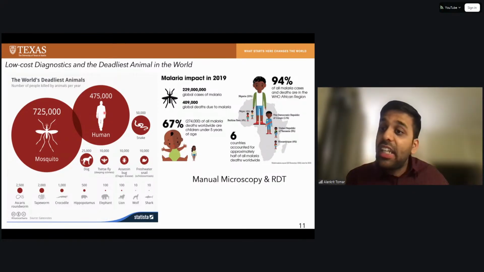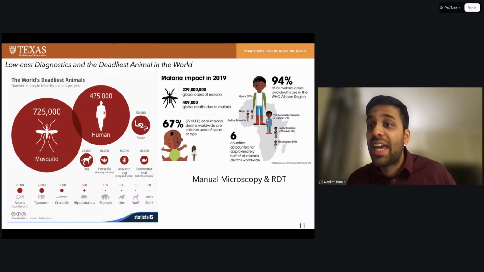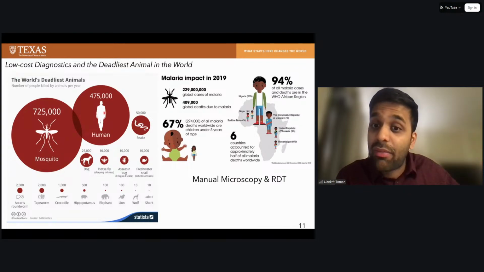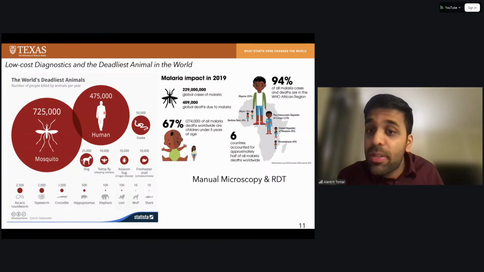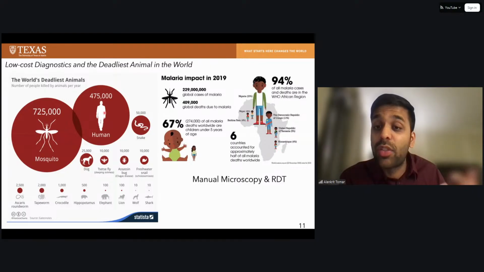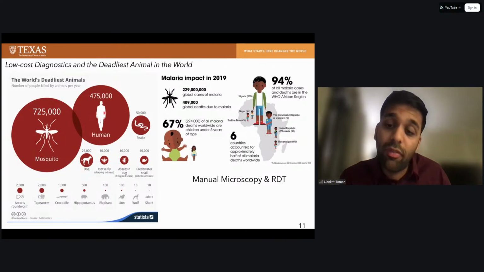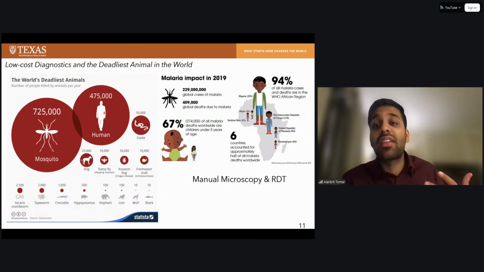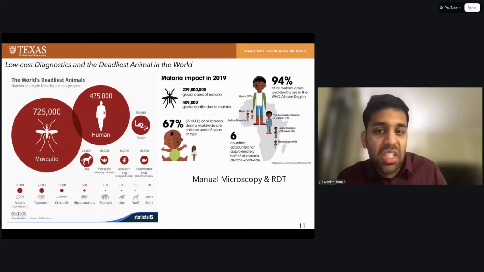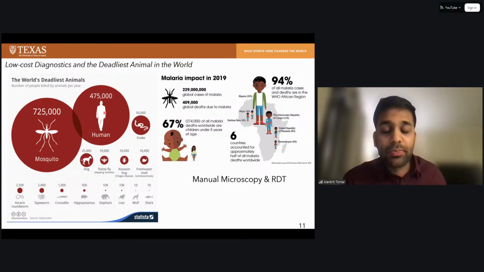Like I said, malaria is a big problem, and it also forms part of the UN SDGs. 94% of all malaria cases and deaths are reported in the African region. 67% of all malaria deaths are of children under the age of 5. So you can imagine that this is a big problem, not just in Africa, but also in India as well.